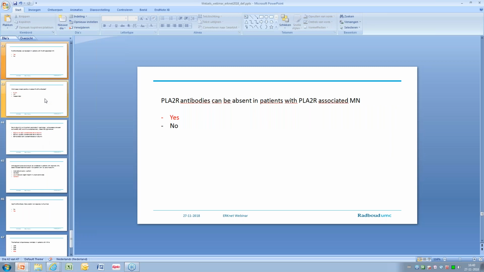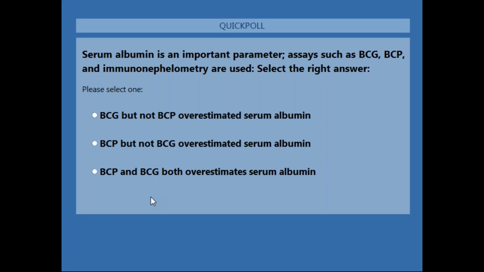Okay, next question, please. The next question is that serum albumin is an important parameter in nephrology, and the question regards the use of different assays. What is the right answer? The BCG, the bromocresol green assay, but not the bromocresol purple assay, overestimates serum albumin. The alternative, the bromocresol purple, but not the bromocresol green, overestimates serum albumin, or both BCP and BCG overestimate serum albumin.